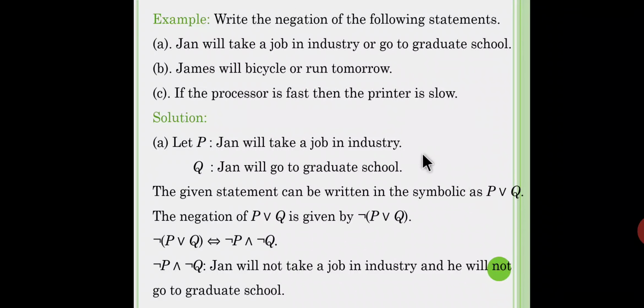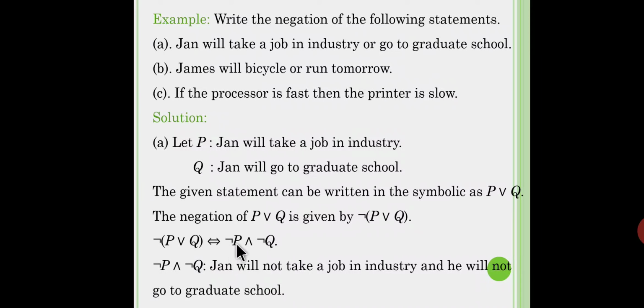What is the question here? Write the negation of the given statement. The given statement is P or Q, and the negation of P or Q is equivalent to negation P and negation Q, by De Morgan's law. So how can we write this relation as a compound statement, negation P and negation Q?